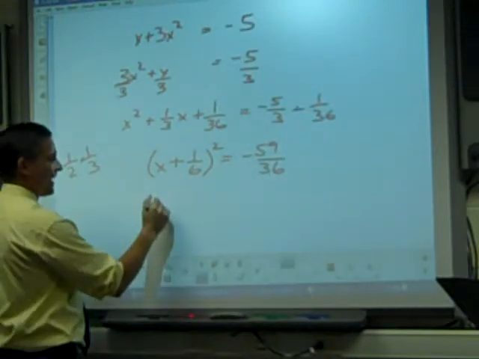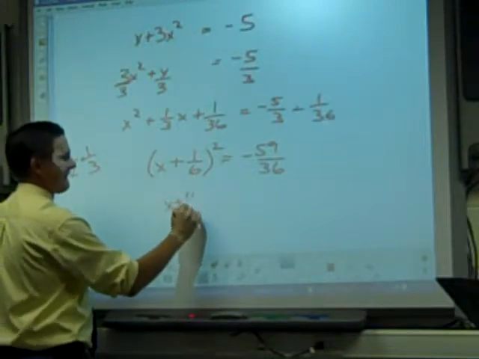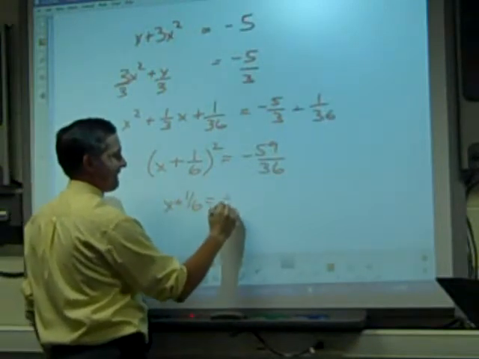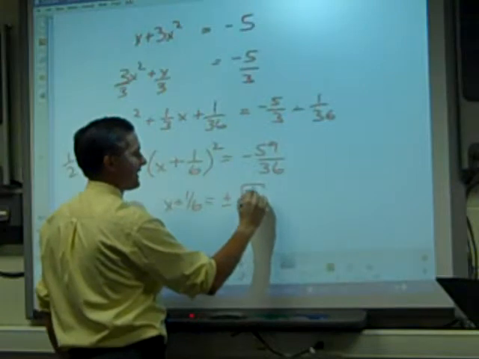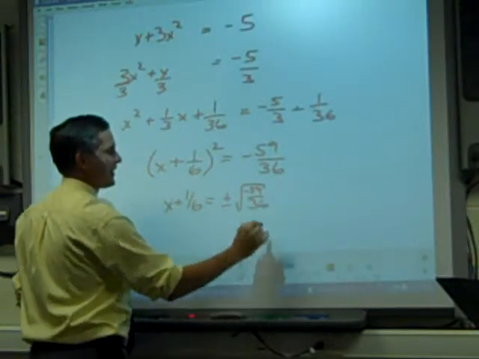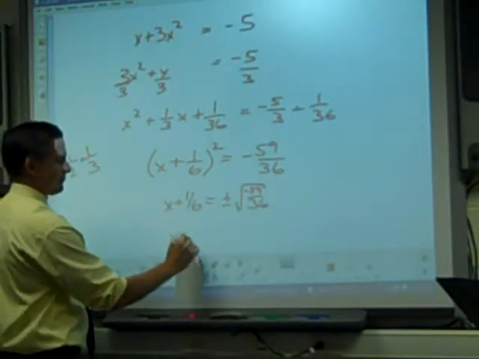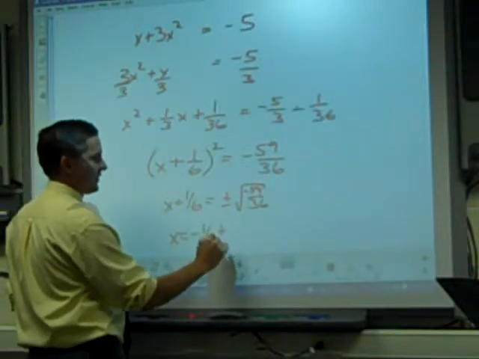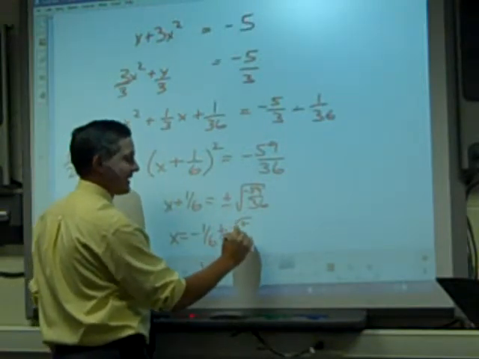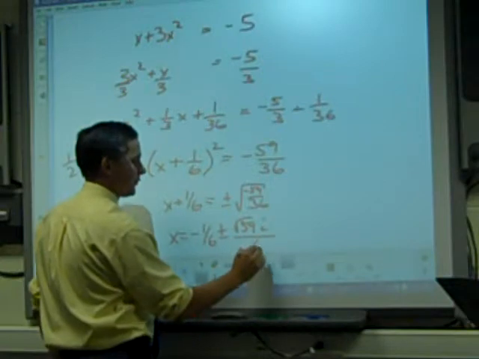Take the square root of both sides. And again, we know that the negative number creates an i. I get -1/6 plus or minus the square root of 59 i over 6.